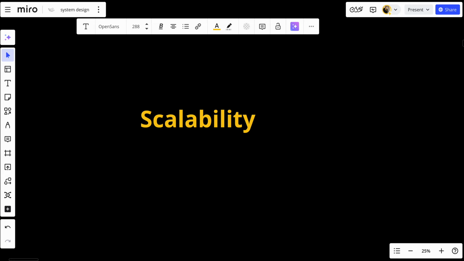If you're building an application that needs to scale to millions of users, a NoSQL solution like Cassandra might be better since it's designed for horizontal scaling.